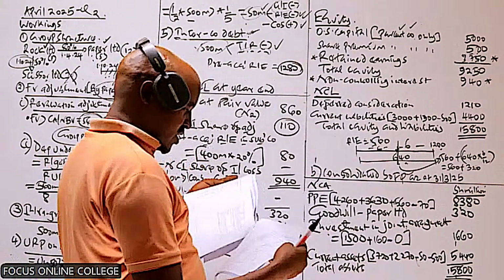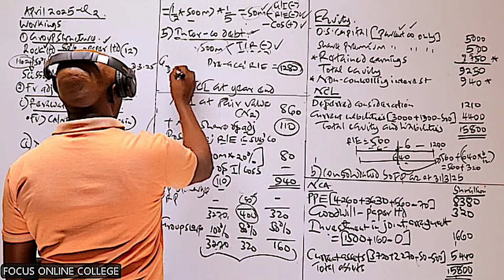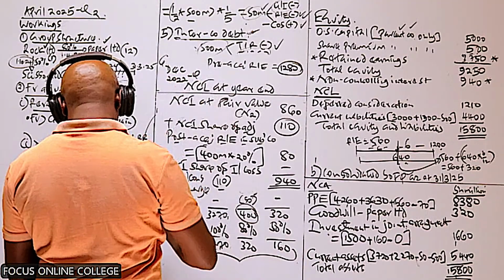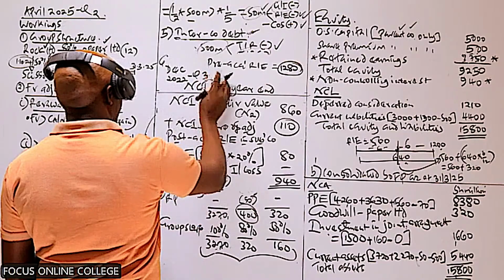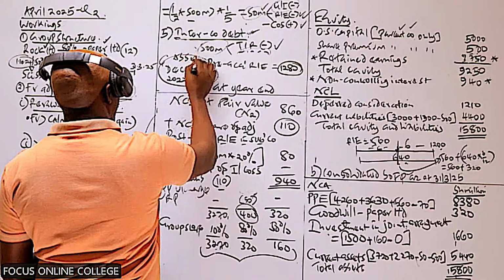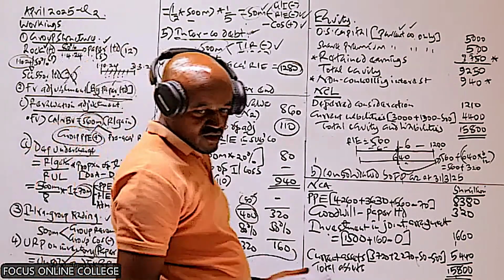So the question I want you to attempt is the question for December 2022, which is question number 3. I want you to attempt this one. Maybe during our revision, we will be able to look at it.